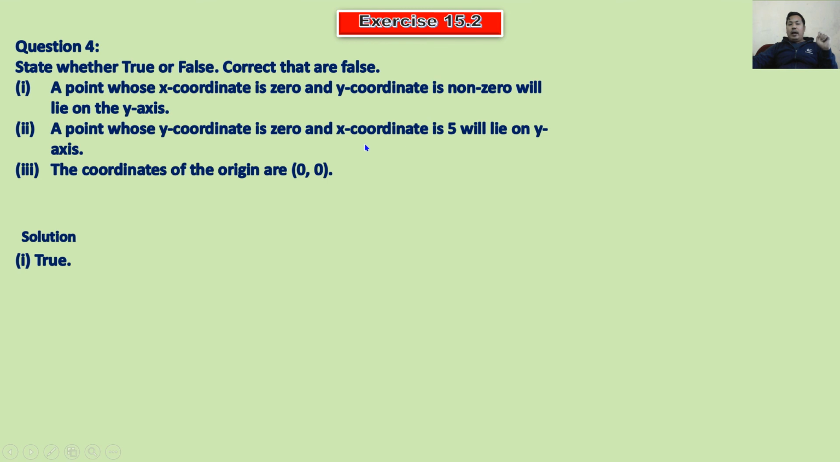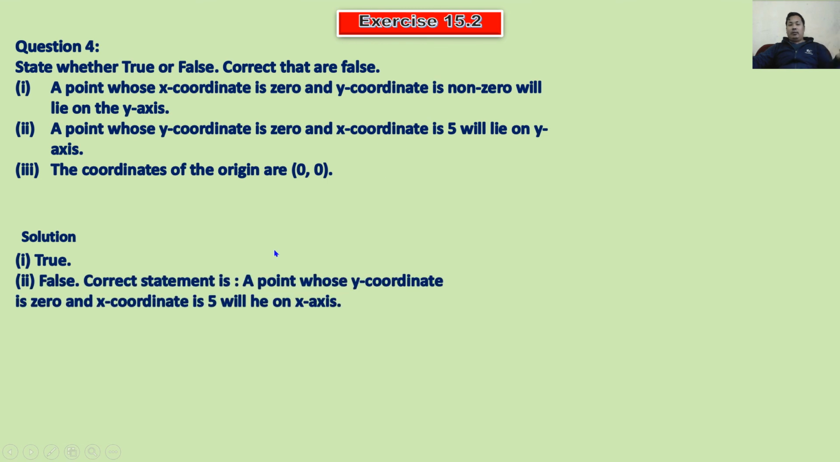For example, y is 0 and x not 0, then this will fall on the x-axis, not the y-axis. So therefore the second one is wrong here. False. The correct statement is that a point whose y coordinate is 0 and x coordinate is 5 will be on the x-axis. Okay, then number 3 is true. Yes, 0 and 0 will be the origin. Okay, so these are a few questions of exercise 15.2, and the solutions are already here, my dear student.